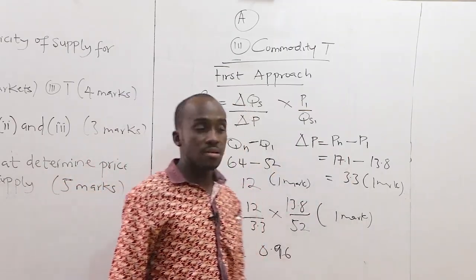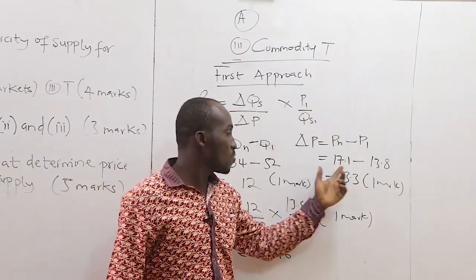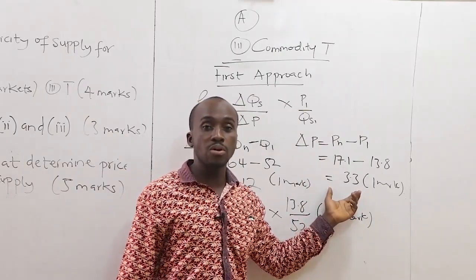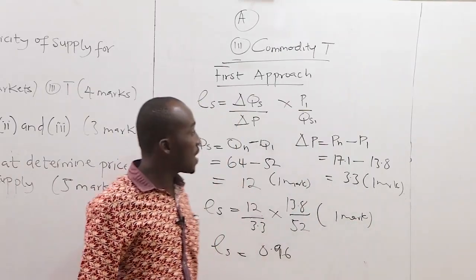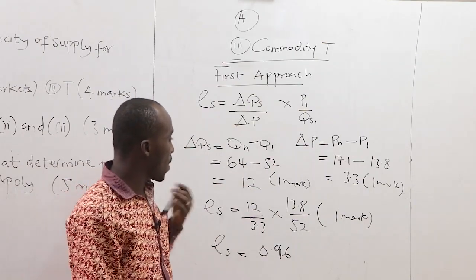It's a change in price. What is the new price? The new price minus the old price. The new price is 17.1, the old price is 13.8. And they give it 1.33. So let's look at that. So we have seen that, so this will give you the final, so you get 1 mark for the final answer too.